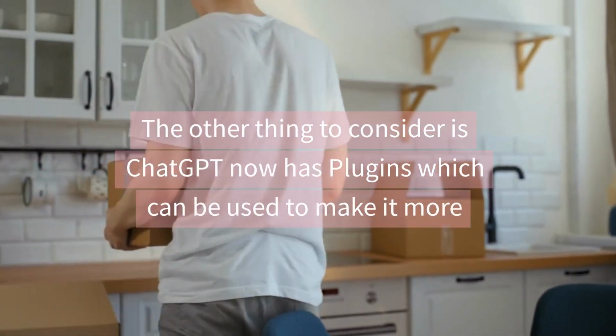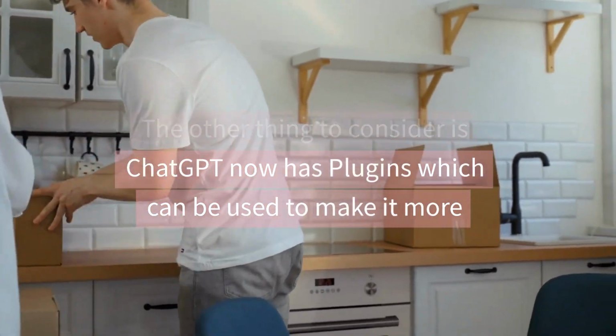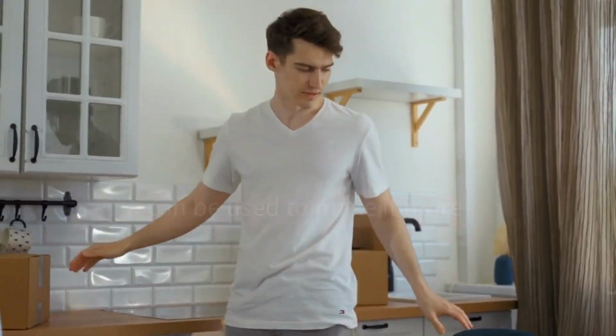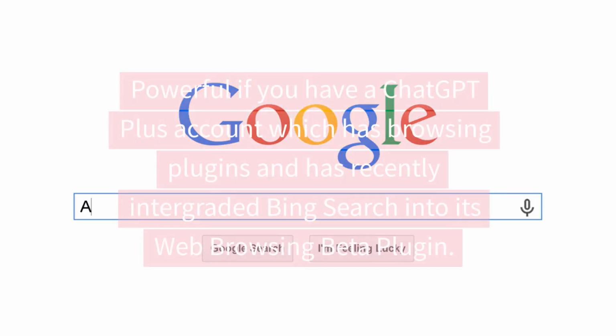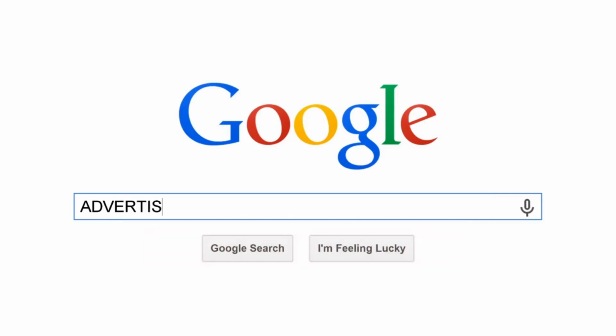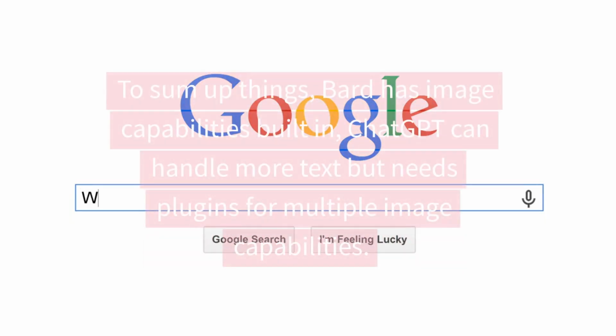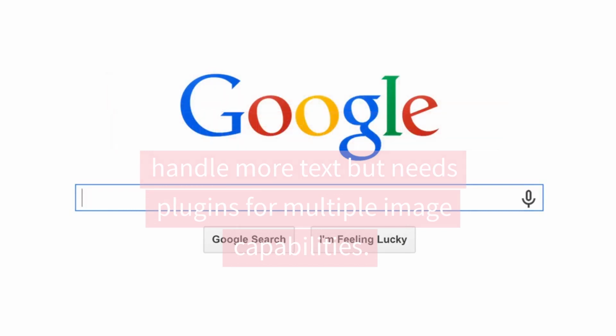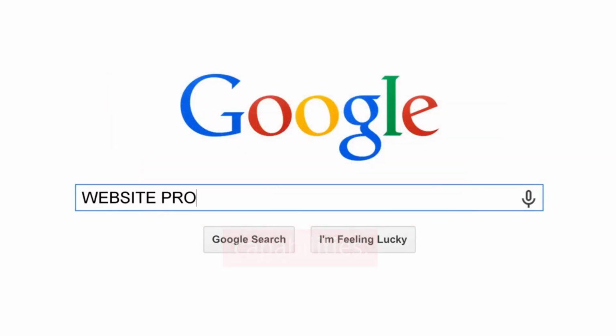The other thing to consider is ChatGPT now has plugins which can be used to make it more powerful if you have a ChatGPT Plus account, which has browsing plugins and has recently integrated Bing Search into its web browsing beta plugin. To sum up things, Bard has image capabilities built in. ChatGPT can handle more text but needs plugins for multiple image capabilities.